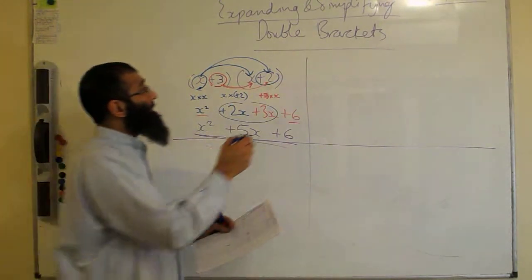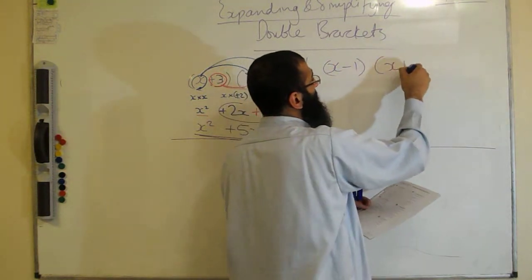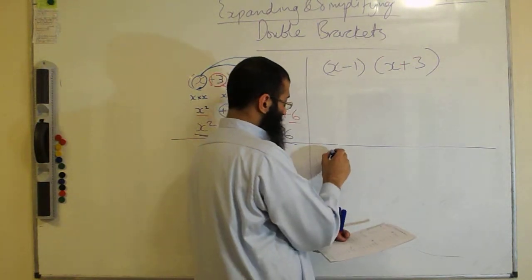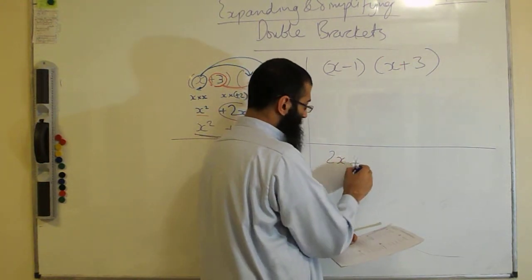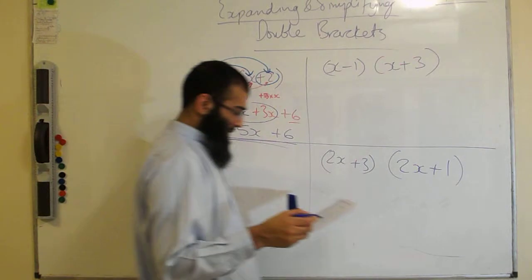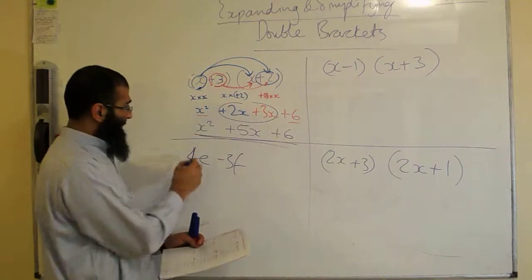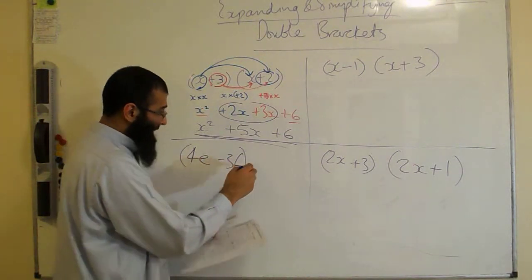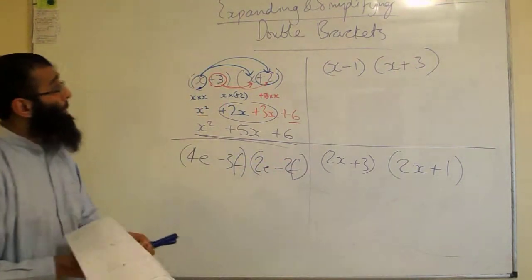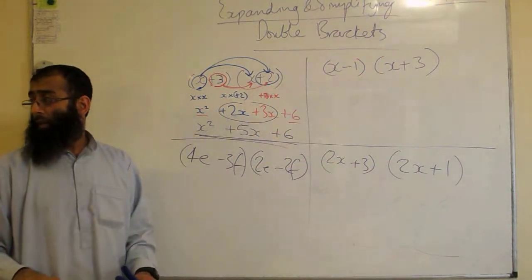Here comes our next one. We have x minus 1 times by x plus 3, and then we're going to have 2x plus 3, and then 2x plus 1, and on the bottom over here we have 4e minus 3f, and 2e minus 2f. We'll do that in the next video. We'll do one more question in this video, then you're going to join us back for the second video that has the bottom questions in it.